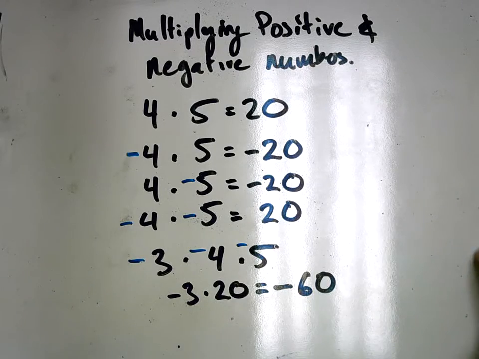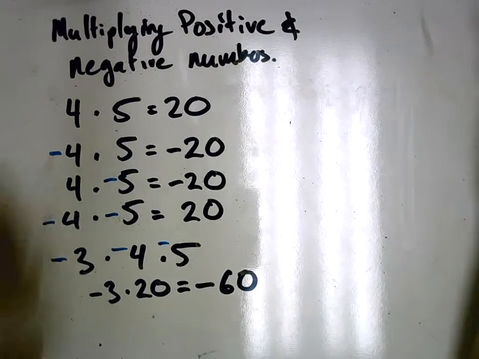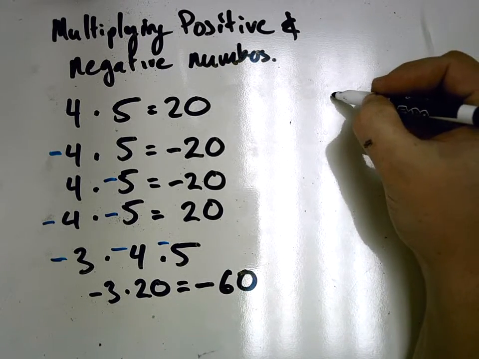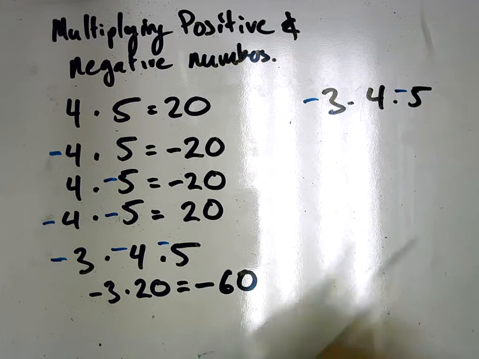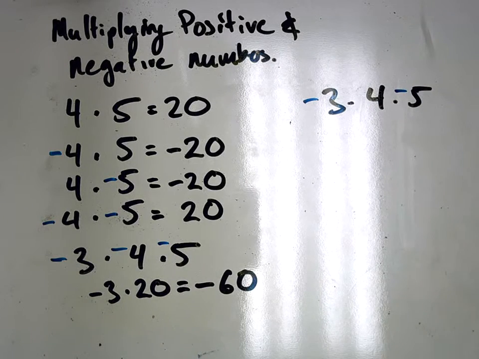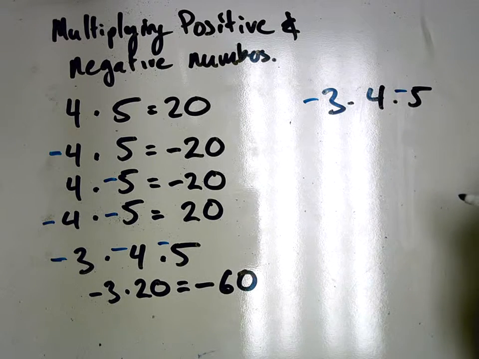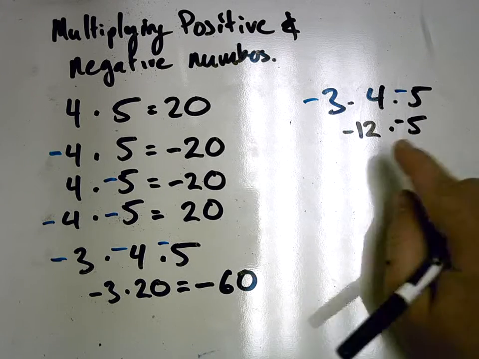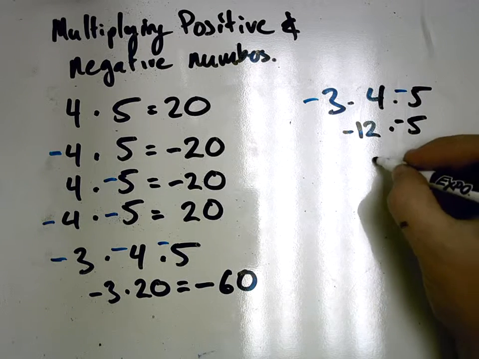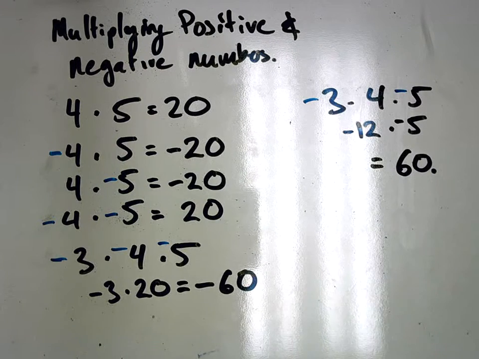If there are only two negatives, though, we'll do 3 times 4 times 5 again. Let's say this time just the negative 3 and the negative 5 are negative, but the 4 is still positive. Negative 3 times positive 4, well, that would be negative 12. Times negative 5, well, a negative times a negative is positive. 12 times 5 is 60.